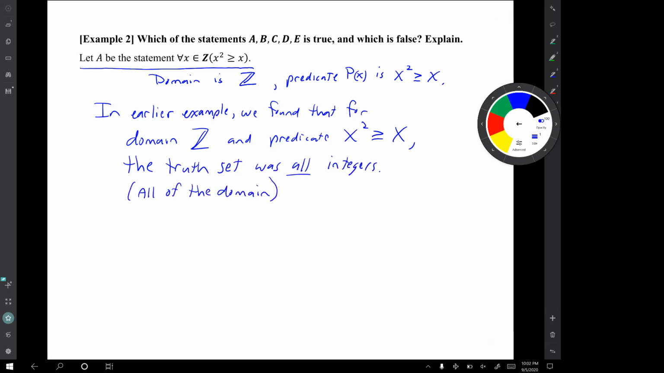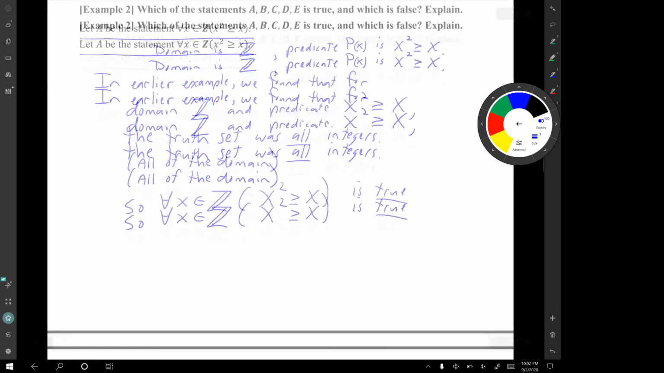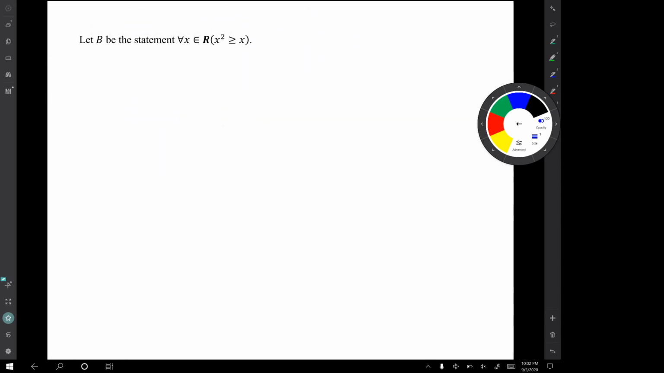So in that earlier example, since we found that for that domain of the integers in that predicate, the true set was all the integers, that is all of the domain. So that means that this universally quantified statement is true. Let's go on. Now here is the same predicate but a different domain.